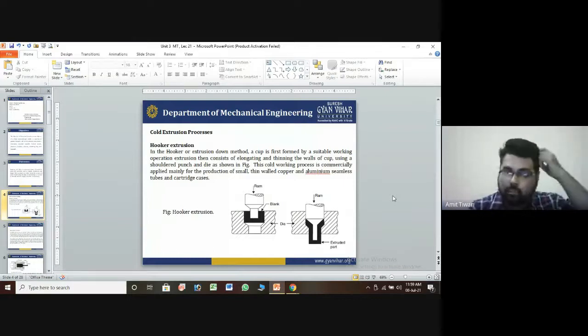So we need to understand these three components shown here: the RAM, the blank, and the die. The die is the part that holds the RAM or the blank section at the base. You apply the RAM, and it applies force on the bottom part, so you can increase the extruded part. These are the reasons why we selected extrusion for this.